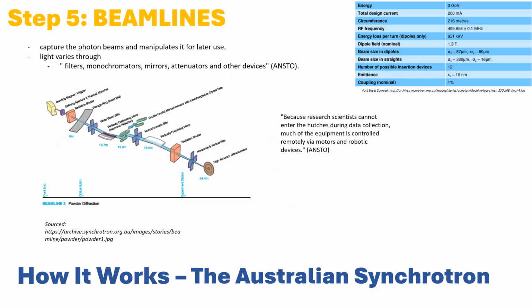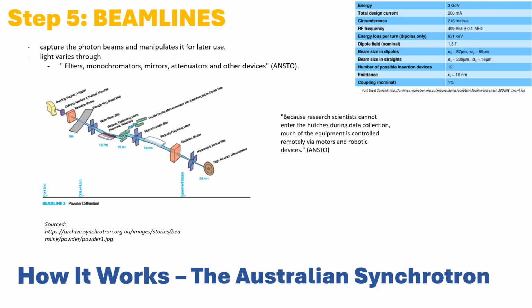Next, the synchrotron radiation enters beamlines, which are long lines that capture the photon beams and manipulate them for later use. Each beamline can change how the light varies through the use of filters, monochromators, mirrors, attenuators, and other devices. This allows a researcher to select a specific set of wavelengths for their designated use case or scenario.